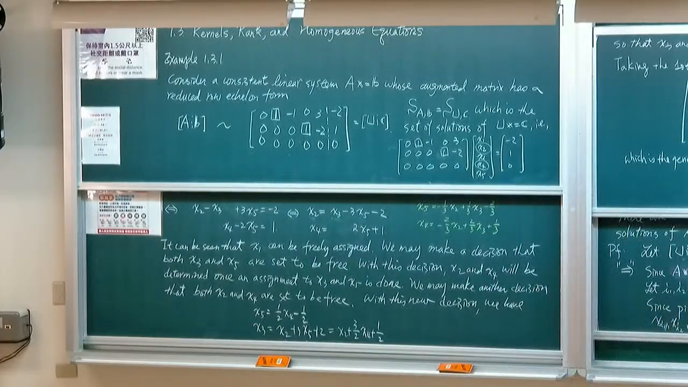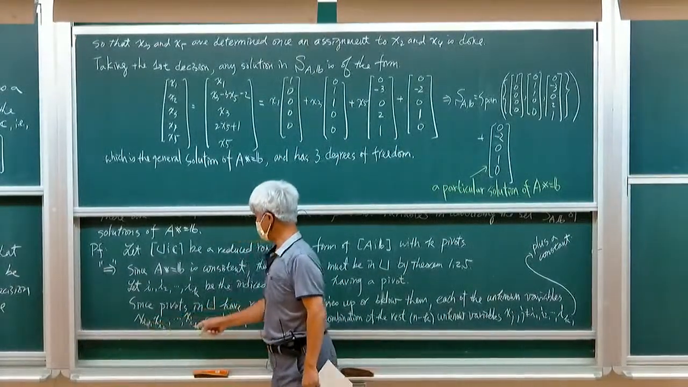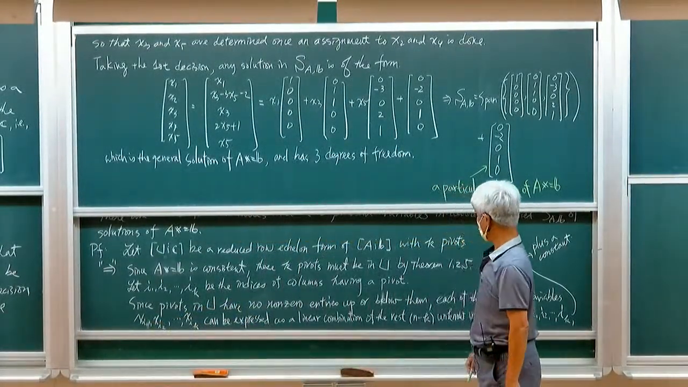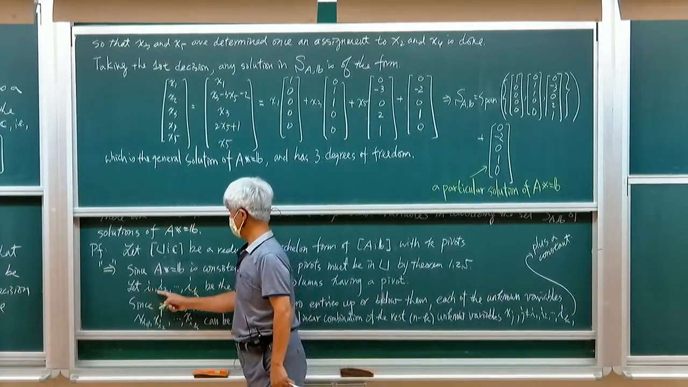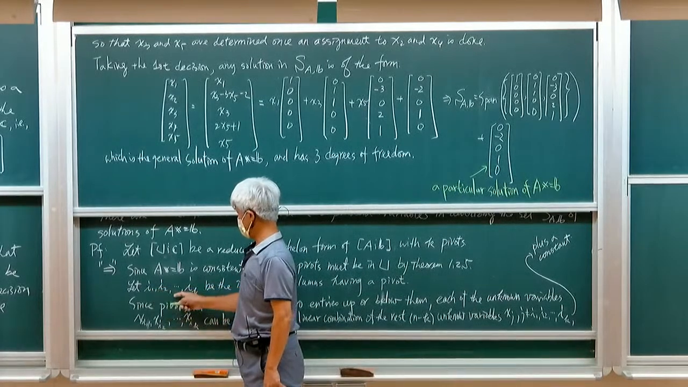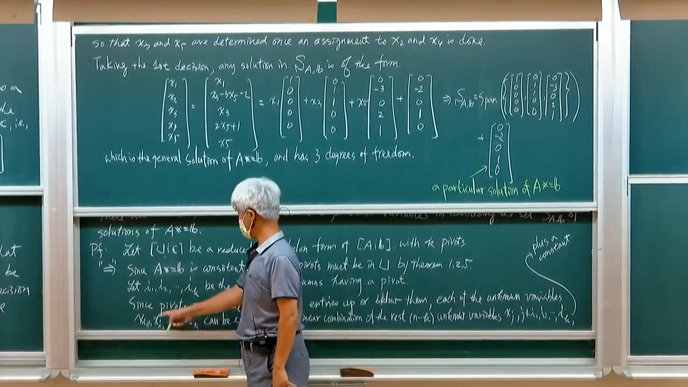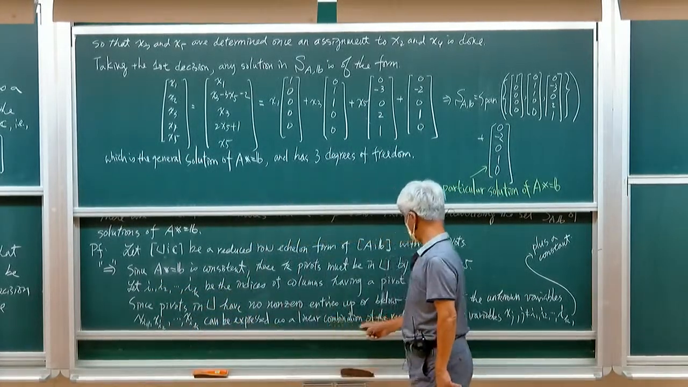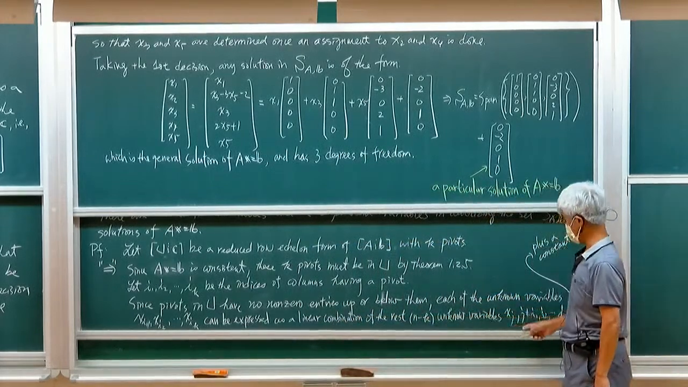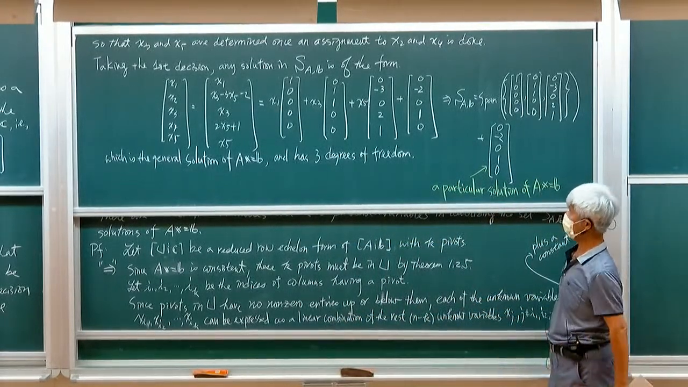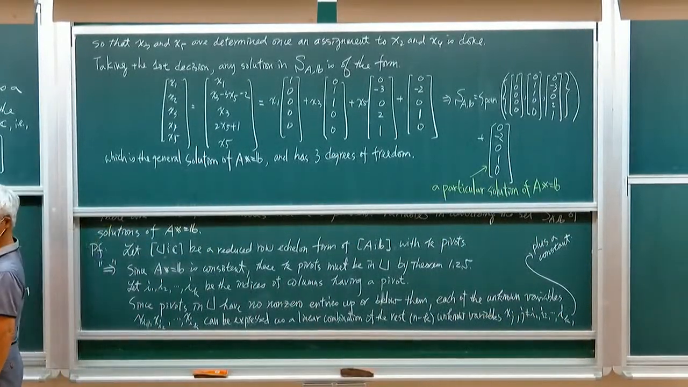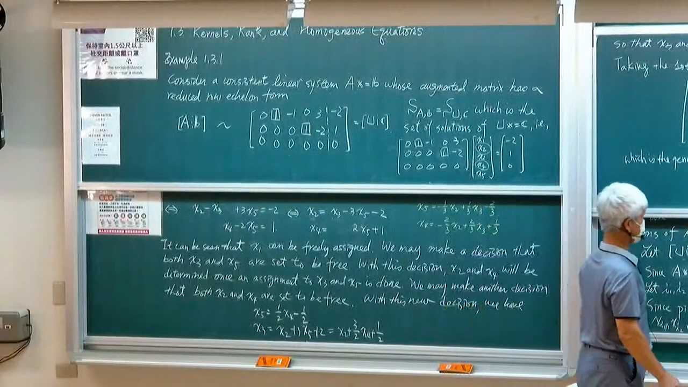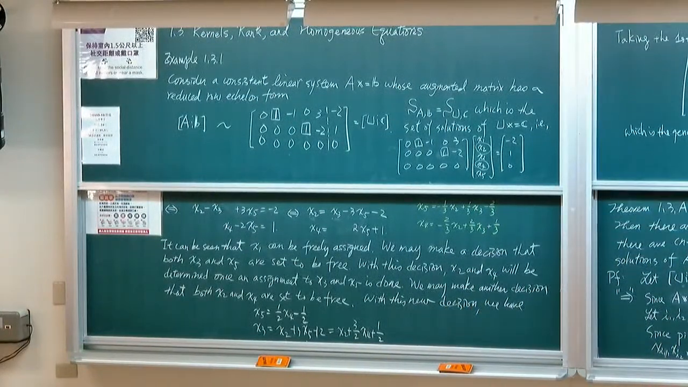Okay, so every unknown variable corresponding to columns with pivots can be expressed as a linear combination of the remaining n minus k unknown variables. Okay. So it can be seen from this particular example here. Any questions?